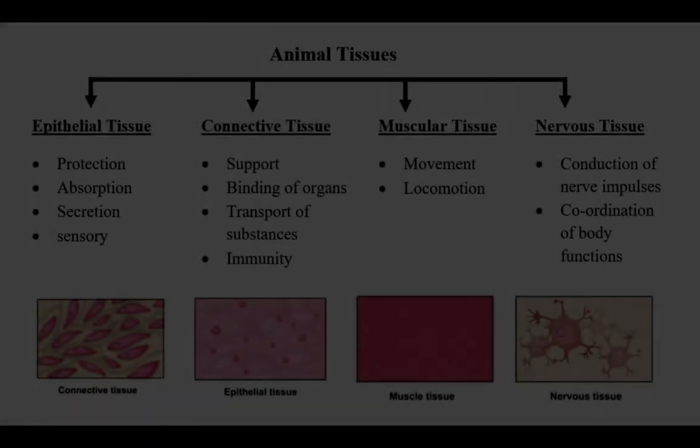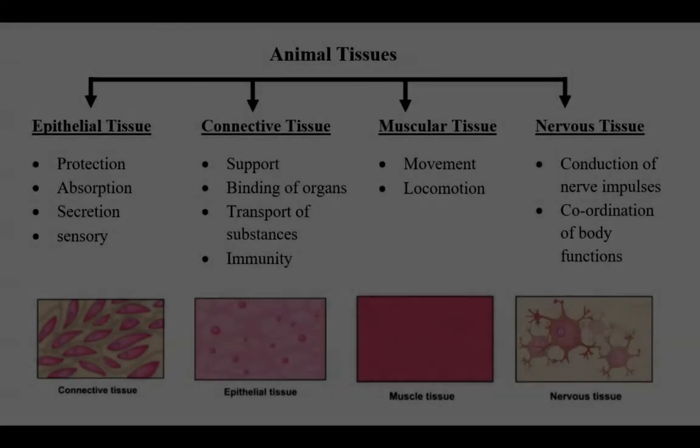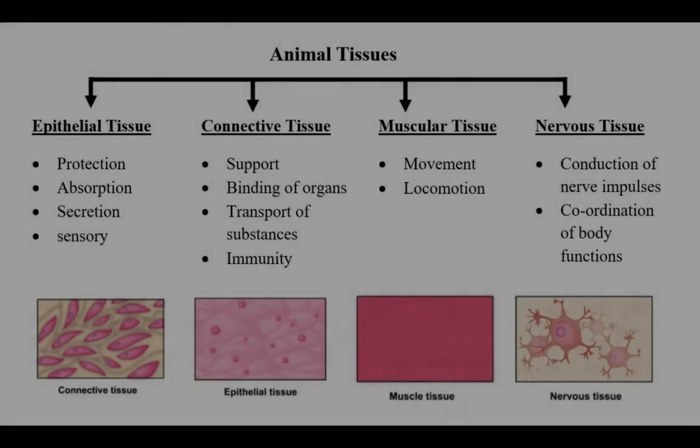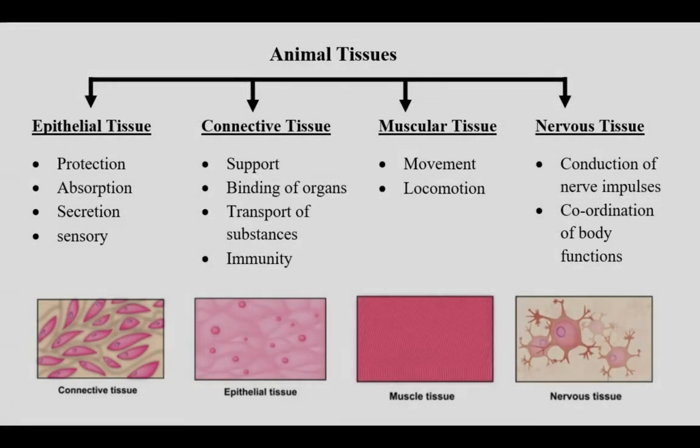Hello, dear students. Today we will cover the topic of animal tissues, the various kinds of animal tissues. As you can see in the slide in front of you, there are four basic kinds of animal tissues: the epithelial, connective, muscular, and nervous. Epithelial is that tissue which covers the body externally as well as internally. It's meant for protection, absorption, secretion, and it has a sensory role.